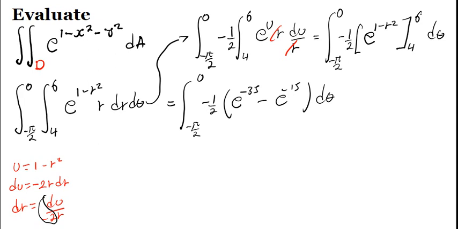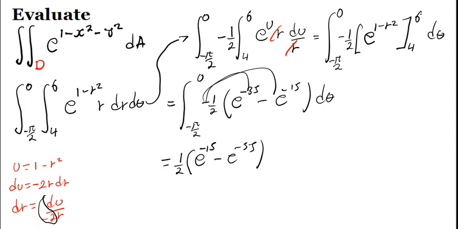One thing you're able to observe is that everything you have here is but a constant, so you can pull it outside. I can also take care of this negative by distributing it inside, and by doing that I'm going to have 1 over 2 outside. Then in the brackets I'm going to have e to the minus 15 minus e to the minus 35, integrating from minus pi over 2 to 0, with d theta there. When you integrate this part, it's just going to be theta.